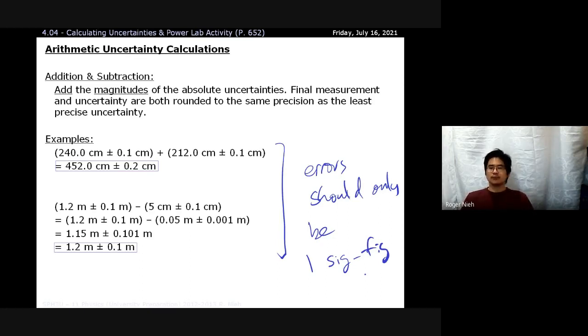Okay, and you always add errors. Always add your errors. Don't subtract. Errors only get worse. Any questions so far before I advance on to multiplication and division?